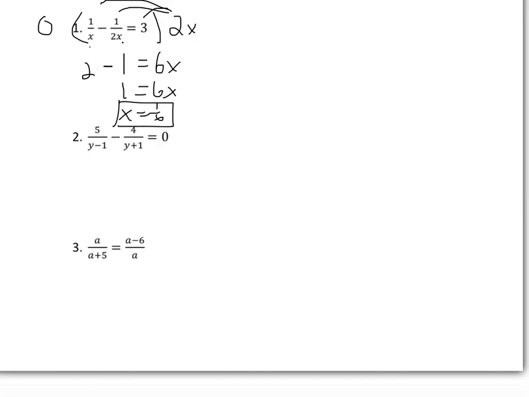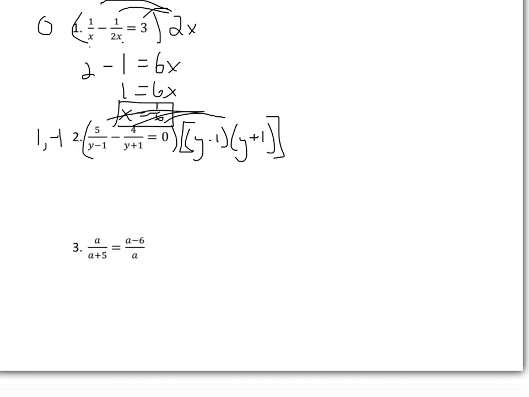Perfect. Number 2 here. First, let's think about what our extraneous roots might be. They might be 1 or -1, because those are the two numbers for which y would make this denominator equal 0 and the whole thing blow up. So we have to keep those in mind. We're going to multiply by the common denominator, which is y minus 1 times y plus 1. We need to multiply everything by that.